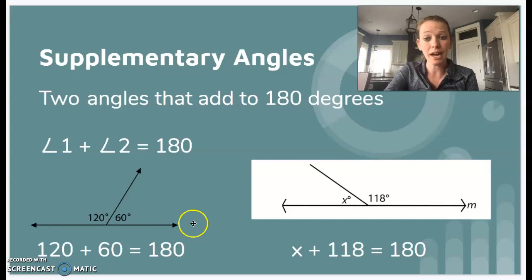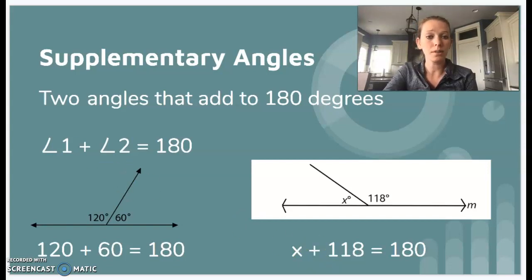So if you're given a problem that looks like this one over here, and you were told that these two angles were supplementary angles, you would know that this angle plus this 118 angle would be equal to 180. Again, you could set it up like a math problem, like I have down at the bottom. That first angle plus 118 is equal to 180. So you would just do 180 minus 118. Just do a one-step equation to solve that and figure out that angle.